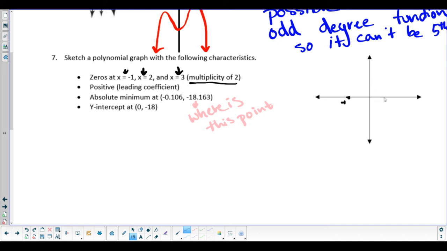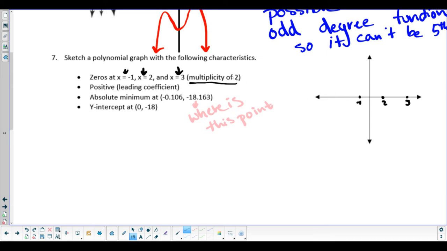We need to hit x equals 2, like right here, and we need to hit x equals 3, like right here. Don't worry about your scale. It doesn't have to be perfect. And let me worry about it a little bit, actually. Let me make one over here. There's negative 1. It's just going to drive me mad if I don't. All right. So I have these 3 zeros, right? My 0 at negative 1, my 0 at 2, and my 0 at 3.